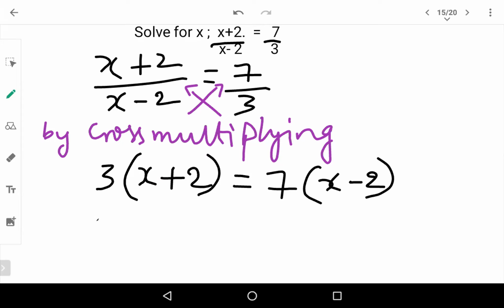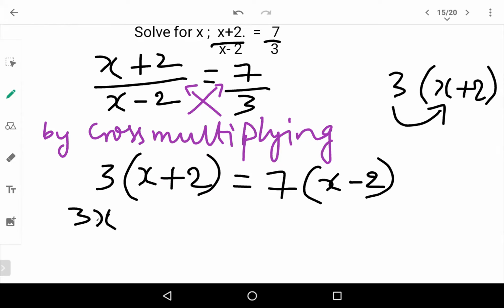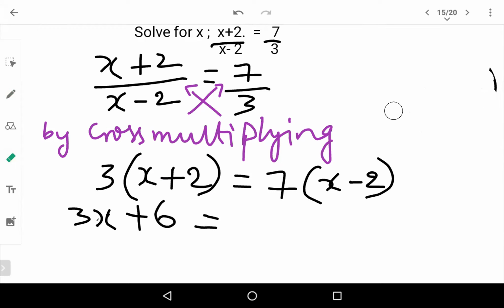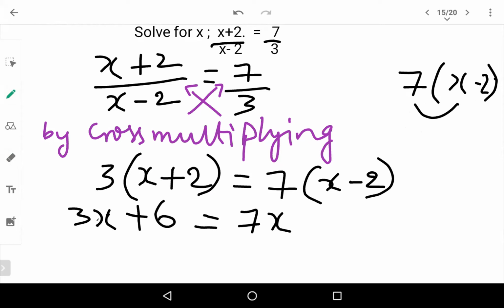Now to remove the brackets, I have to multiply. So I have 3 into x plus 2. So I have 3 into x, which is 3x. Then 3 into plus 2, 3 2s are 6, is equal to the next expression, 7 into x minus 2. So 7 into x is 7x. 7 into minus 2, 7 2s are 14, so minus 14. Okay. Now we'll take all of the x to one side.